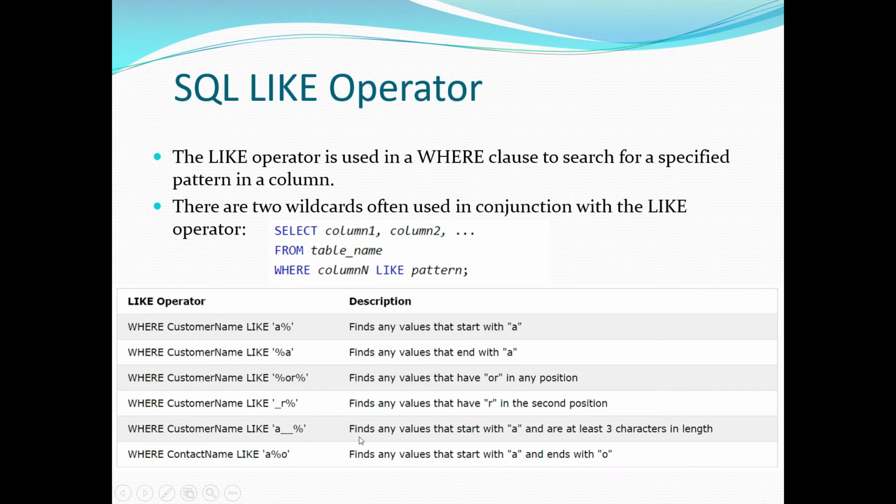Similarly, to find any value that starts with a and is at least 3 characters in length, there are two underscores. And if we use a, then percentage sign, then o, it means find any value that starts with A and ends with O. So hope you will understand.